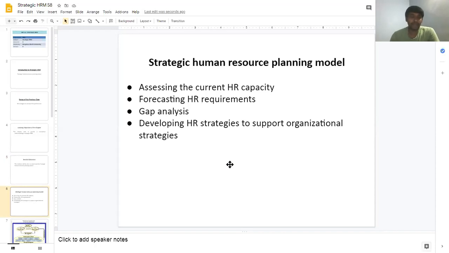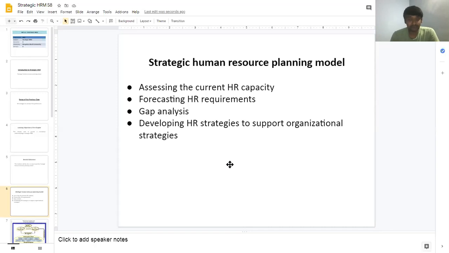The third is gap analysis. After assessing the current HR capacity and forecasting the HR requirements of an organization, he has to analyze whether there is any gap between the forecast and the current requirements. He has to fill the gap between the present and future HR requirements in an organization.